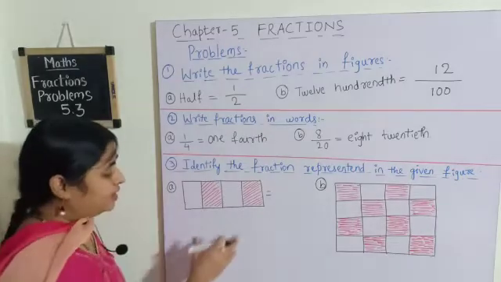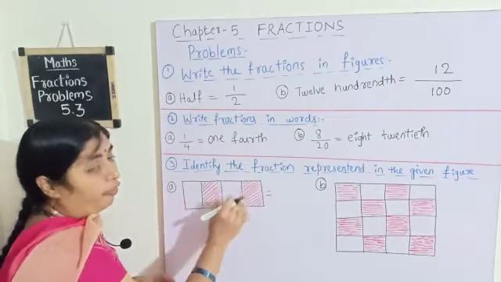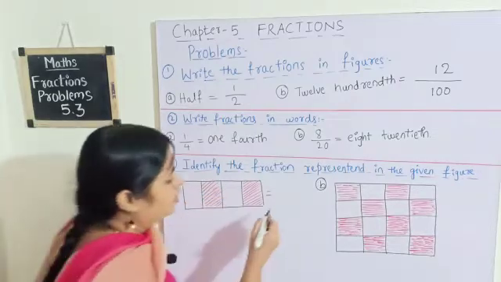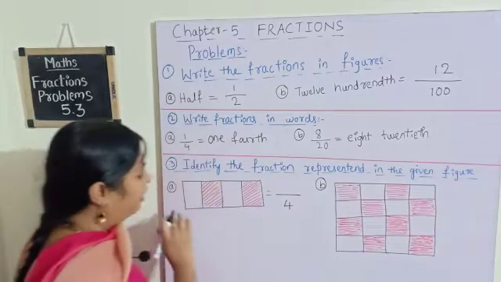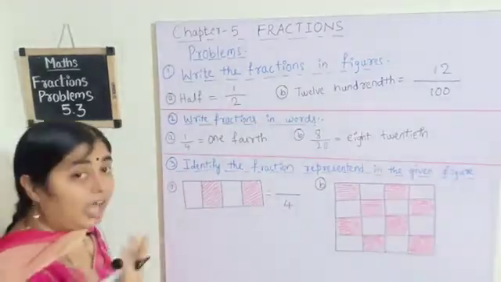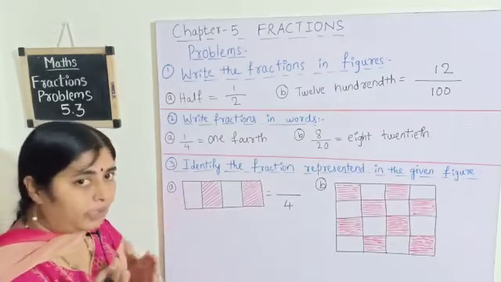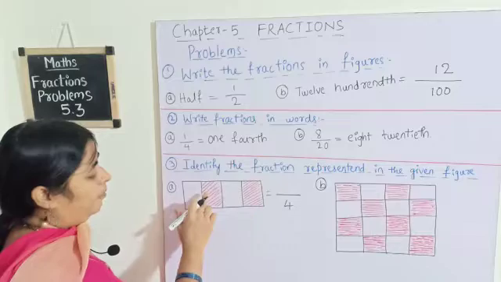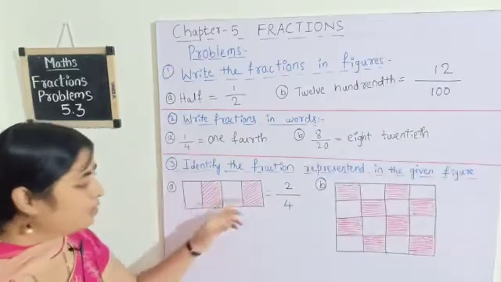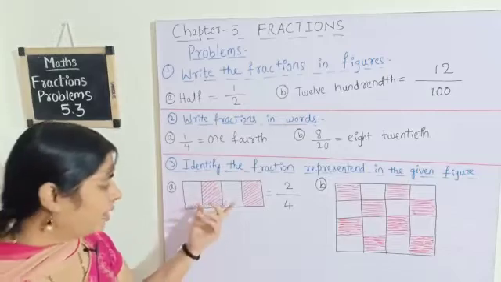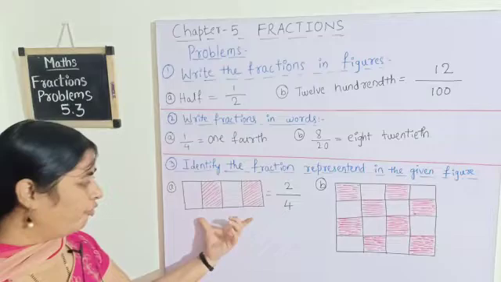We have to see. See this rectangle. 1, 2, 3, 4. 4 equal parts they have made. So we will write 4 in the denominator first, because they have made 4 parts. And how many parts have they taken? The shaded parts are the taken parts we have to consider. See, 1, 2. 2 parts are taken, means shaded, means we have selected those parts. So we have taken 2 parts out of 4 parts.